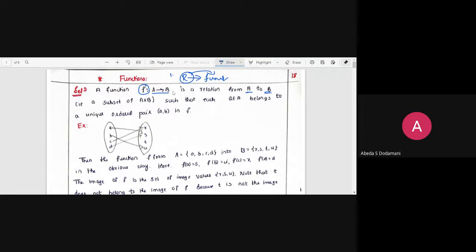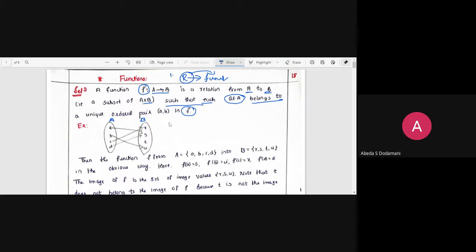It is any subset of A cross B such that for each a belongs to A, for every element in the given set A, there is a unique ordered pair. Unique ordered pair means it should map to a unique element of the other set. Then we call the given f a function.